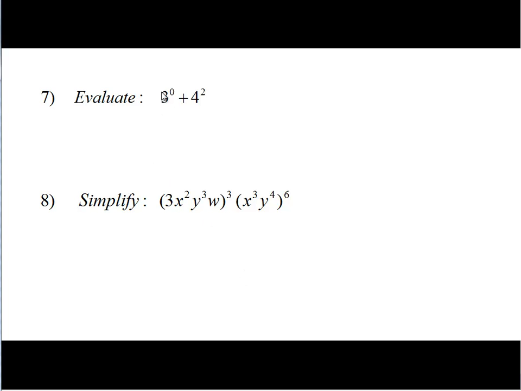Number 7, 3 to the 0. If you have an exponent key, you can type in 3 to the 0. If you don't, that's 3 zero times, which means you don't write 3. You just write 1. 4 squared is 16. 16 plus 1 is 17.